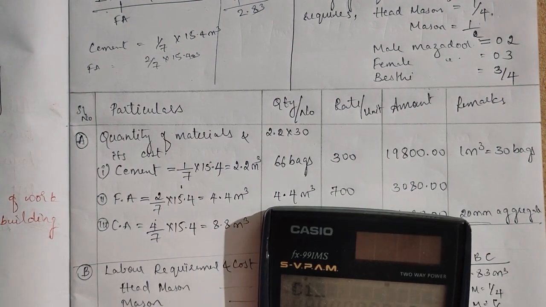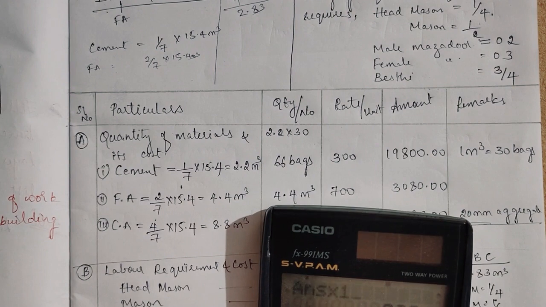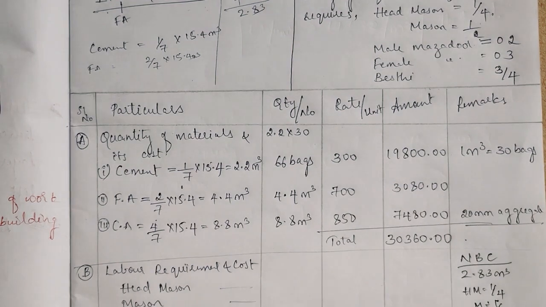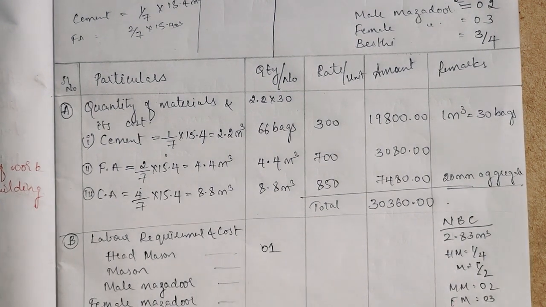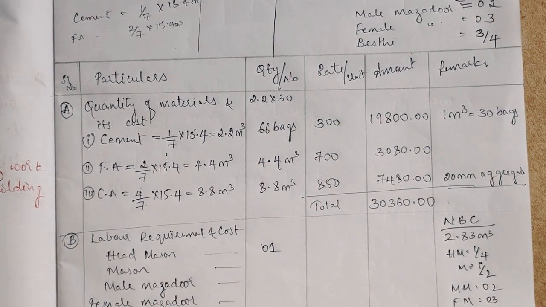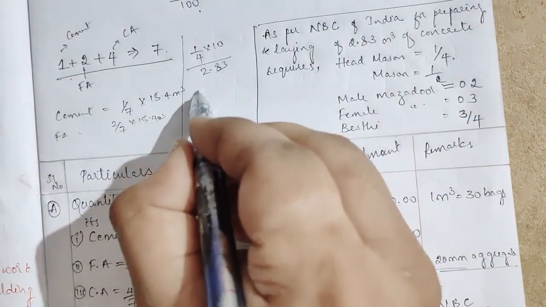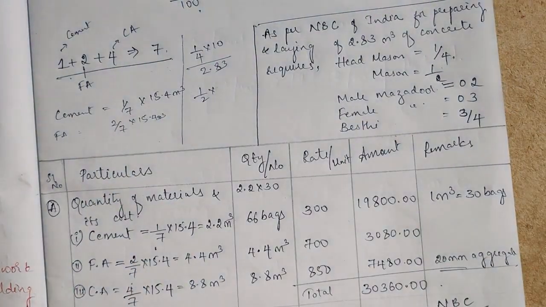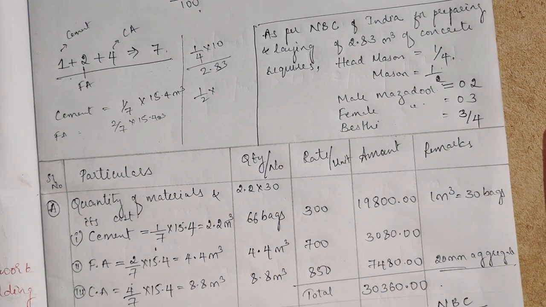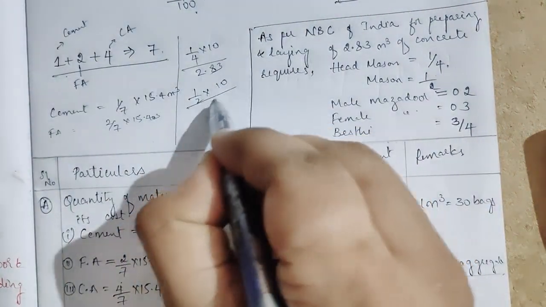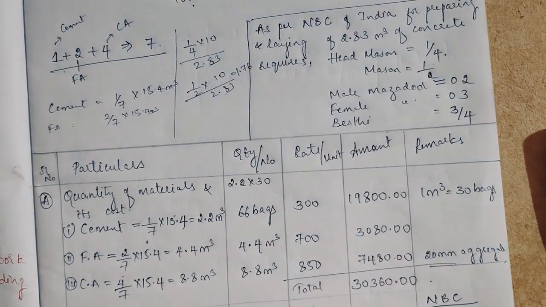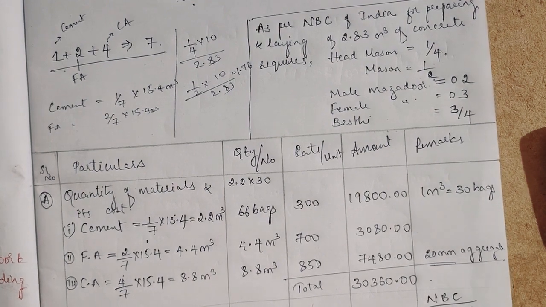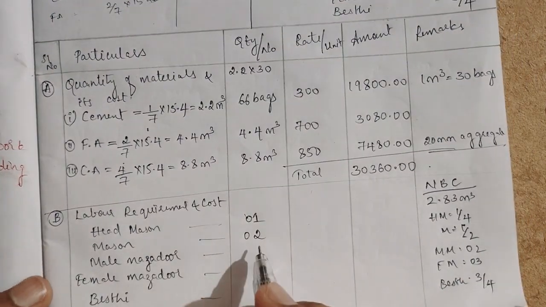So 1 divided by 4 means 0.88 will come. So we'll get one head mason. Same for mason, how to calculate? Half into 10 into 2.83 will get as 1.76. So I'll take 2 for mason.